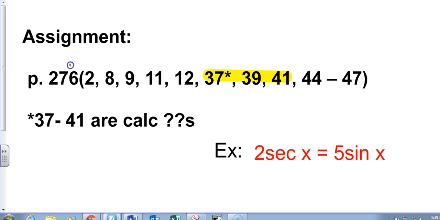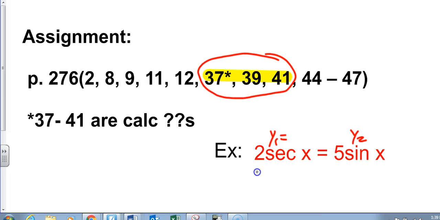Okay, I talked about the calculator questions. It's going to tell you these 3 questions to do on your calculator. You're going to type this in Y1 and this side in Y2 and see where they intersect. Just find the points of intersection. How do you type 2 secant of x in your calculator? 2 times 1 divided by cosine. Or you could even do 2 over cosine would work for that one. Okay? And it says like between 0 and 2 pi or something.